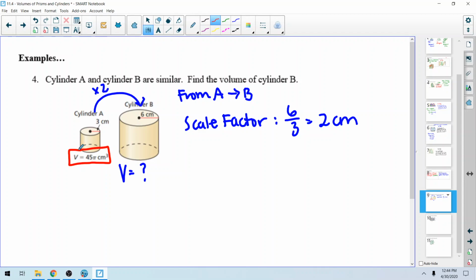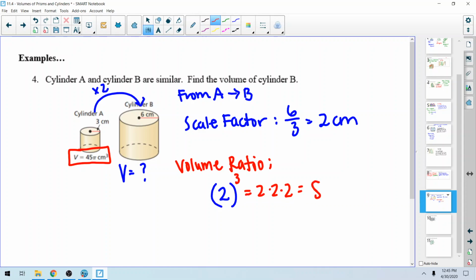So what we need now is the volume ratio, which means we're going to take our scale factor, which is 2, but because we're dealing with volume, you're going to cube it. So 2 times 2 times 2 is 8, which means when I go from volume to volume, I'm not going to increase by 2, I'm going to increase by 8. So to find the volume, you're going to take 45 pi and multiply by 8.